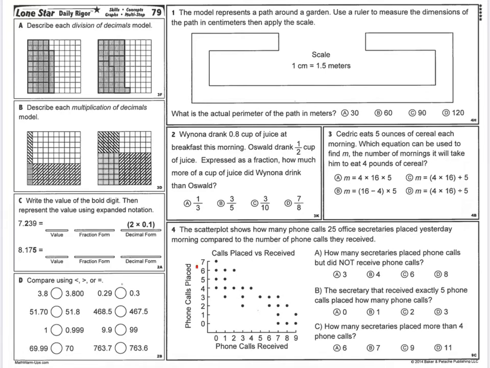Okay, so how many secretaries placed phone calls? So you're looking at this, and you're going to be looking that way. So placed phone calls. And then received is this way. Okay, remember it's a two-way path. All right. B, the secretary that received exactly 5 phone calls placed how many phone calls? So received. So you're going to look up this column and see how many she received, and she received 5. You're going to tell me how many she placed.